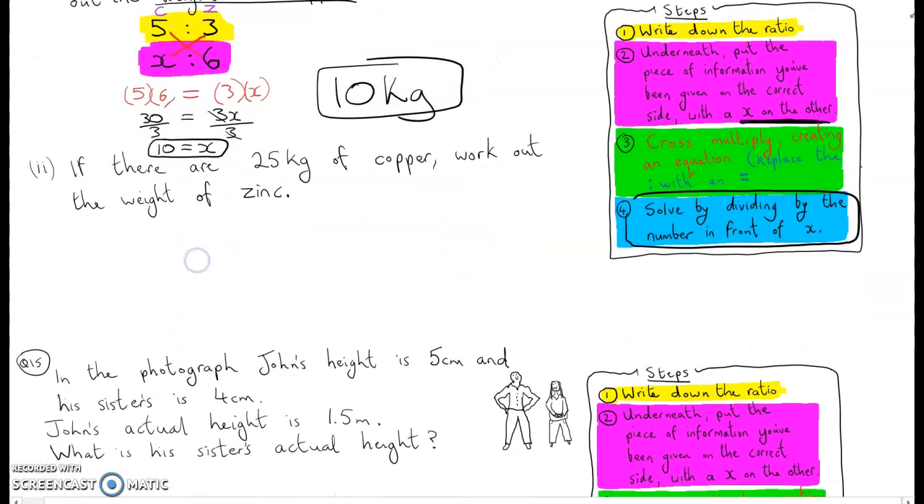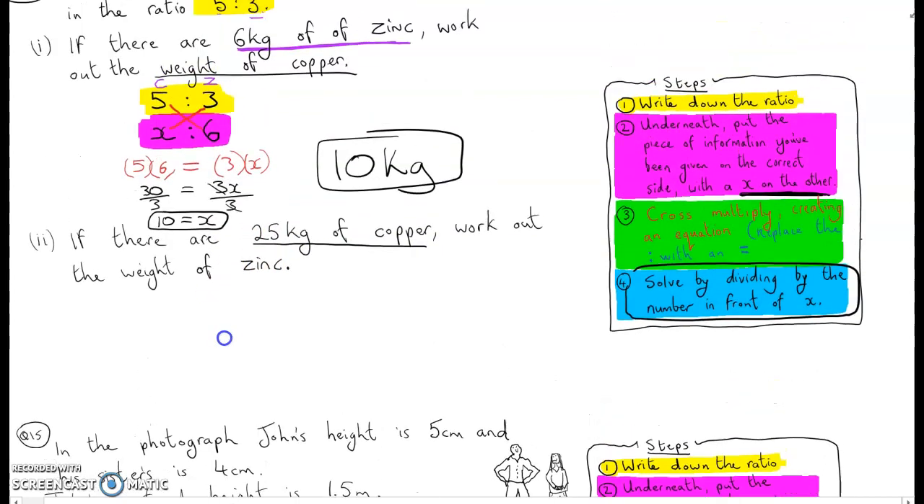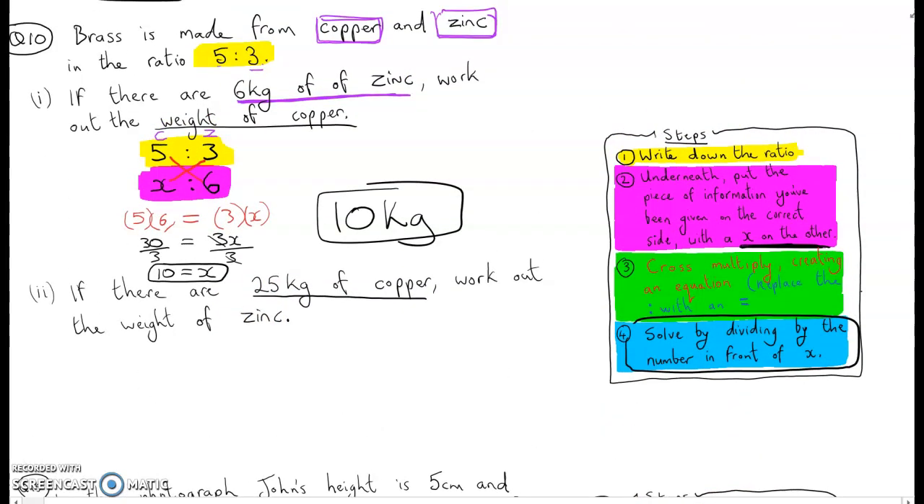Okay, same thing here. What happens if you had 25 kilograms of copper this time? Work out the weight of zinc. Well, write down the ratio numbers. Remember, this is copper over here, and this is the zinc side over here. We've been given 25 kilograms of copper. That's the piece of information that we've been given here. So we're going to write 25 on the correct side, and over here this time we'll have the x.